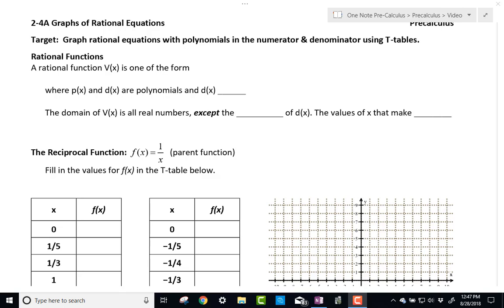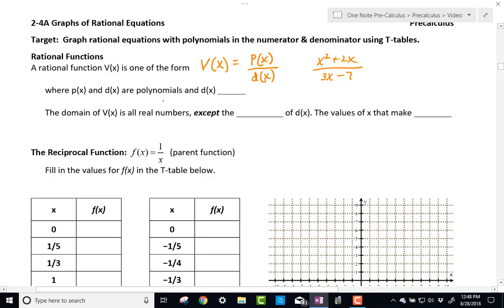When we look at a rational function, usually it's f of x or something like that, but if we just call it v of x equals p of x, some other polynomial, divided by some different polynomial, so p of x divided by d of x. So p of x and d of x are polynomials. What do we mean by that? We mean that p of x could be something like x squared plus 2x over d of x could be 3x minus 7. Those are both polynomials.